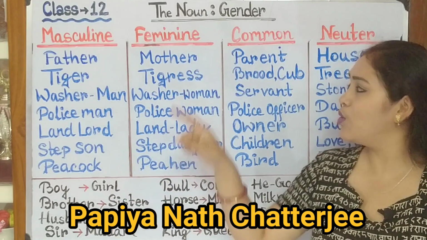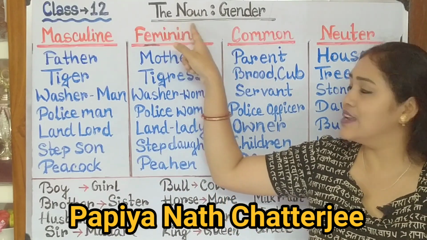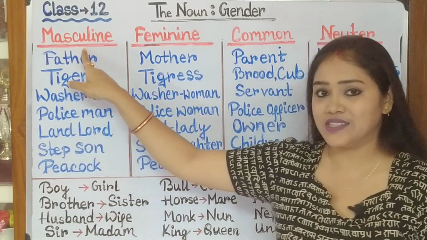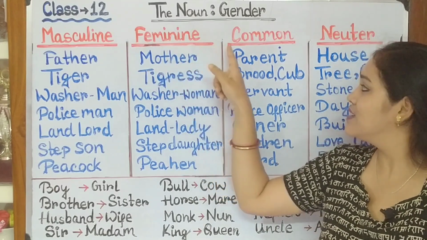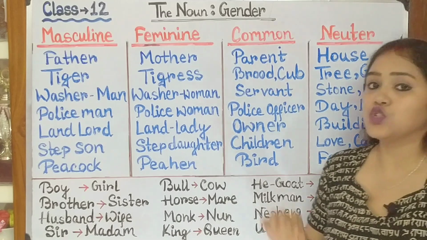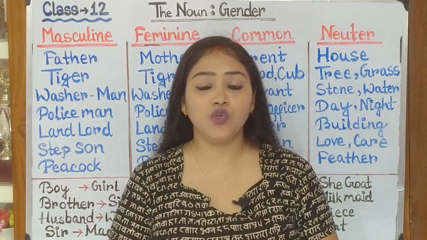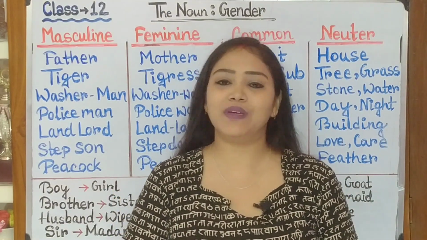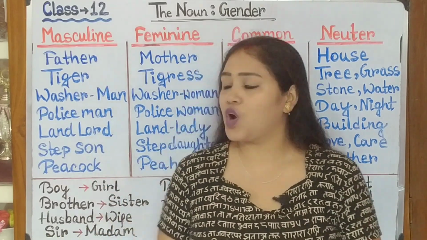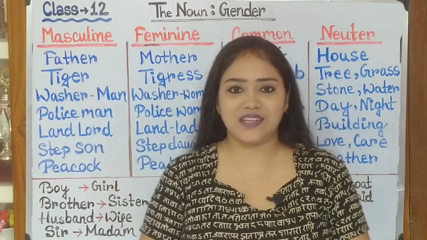Today in my 12th class I will discuss gender. As you can see on the board, I have made the heading: the noun gender are of four types: masculine gender, feminine gender, common gender and the last one neuter gender. So now one by one we will discuss each of them in detail, so that it will be easy for everyone. First of all comes the masculine gender.